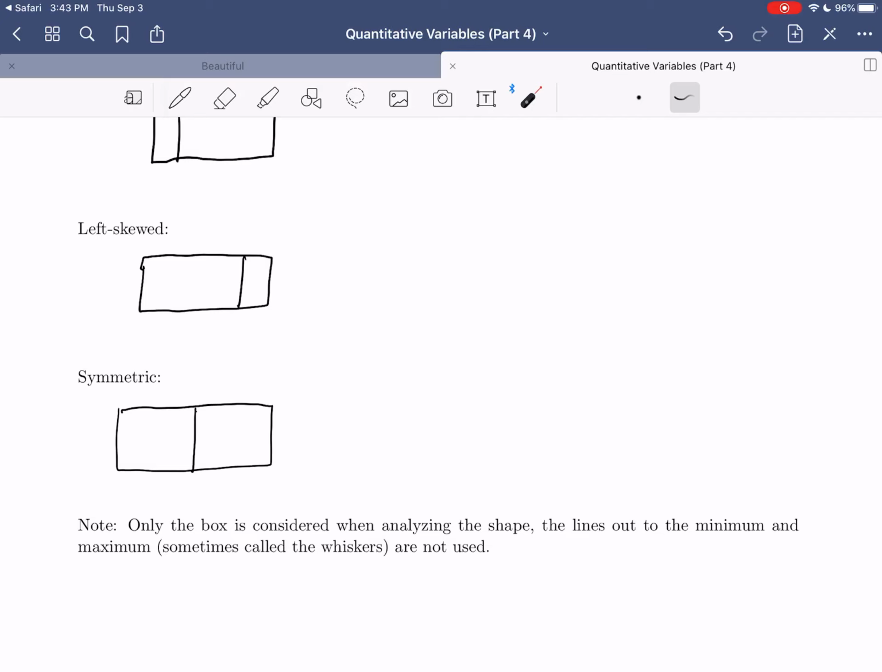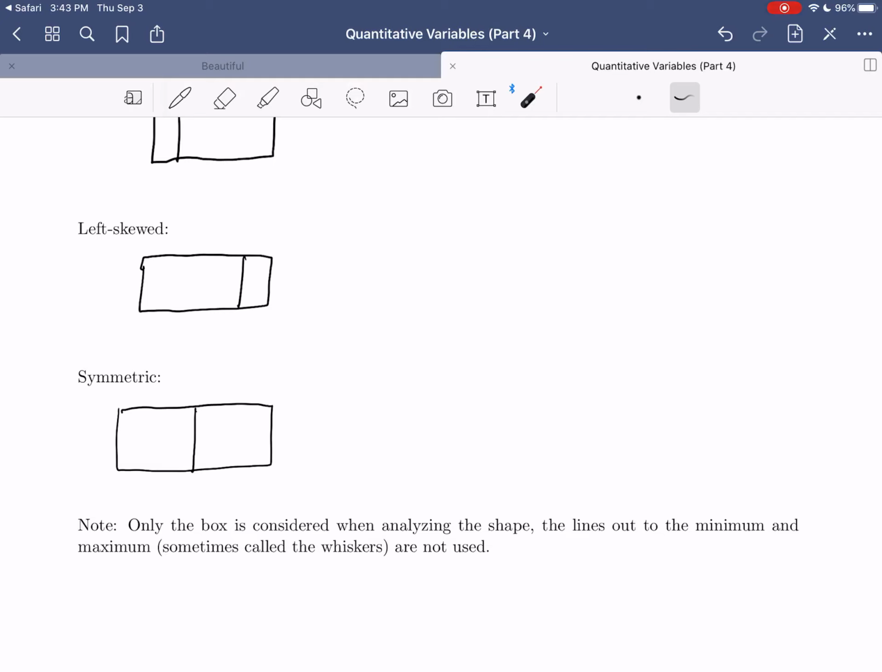As a side note, sometimes those lines out to the side are called whiskers. Some people reference these as box and whisker plots. But the reason that we don't use those lines out to the minimum and maximum is because those are determined by only single values, right? The line out to the minimum is determined only by the minimum value in your data set, and the line out to the maximum is entirely determined by the maximum value in your data set.